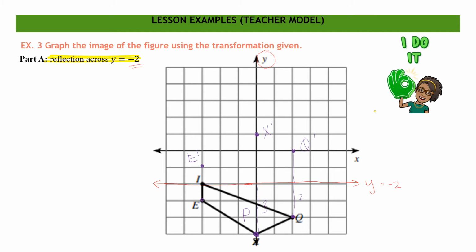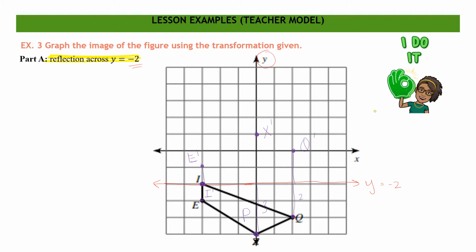Now the interesting thing about this problem is that I is actually on the reflection line. Anytime that you have a point on the reflection line, then the corresponding point of the image is going to be the same point as the pre-image. So any point on the reflection line is going to be the same as the point in the image, and that point will also be on the reflection line.